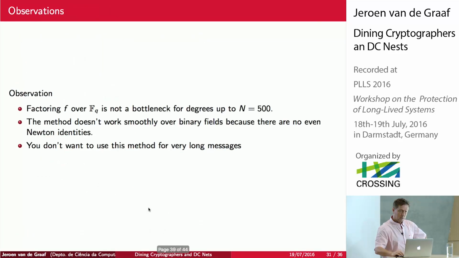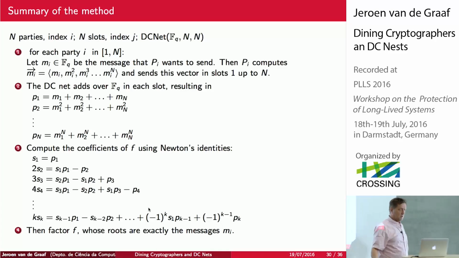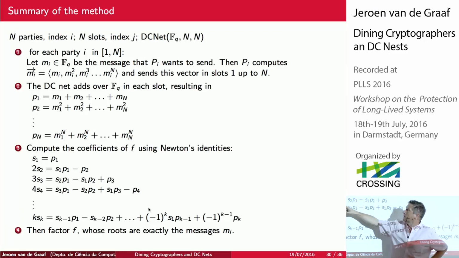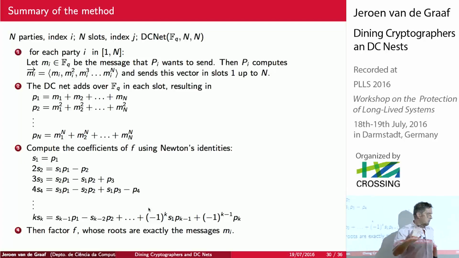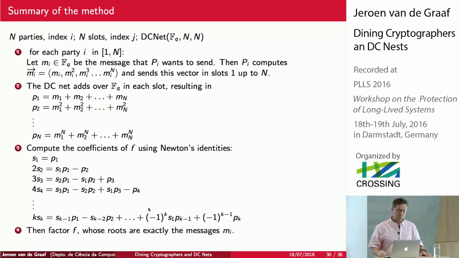So yeah, as I said, factoring is not a bottleneck. However, the method does not work smoothly over binary fields, because in binary fields 2 equals 0 and all odd numbers equal 1, and that means that all these equations will disappear, and this will be a 1, and the recurrence relation doesn't work very nicely. I've looked at it for a day and I've not been able to solve it, but I'm not going to worry about this for now.